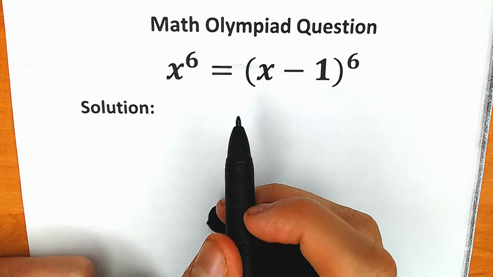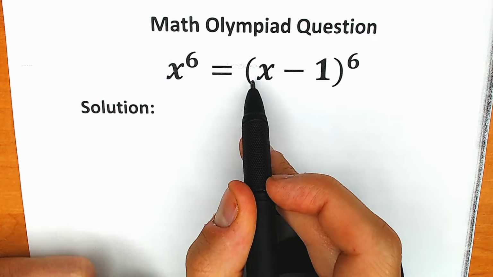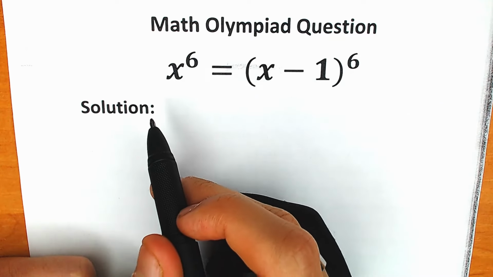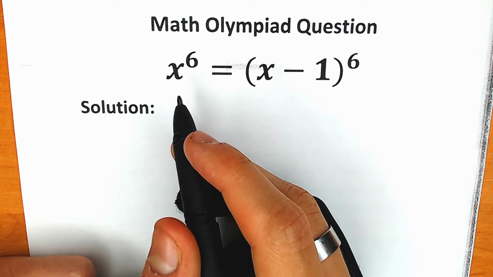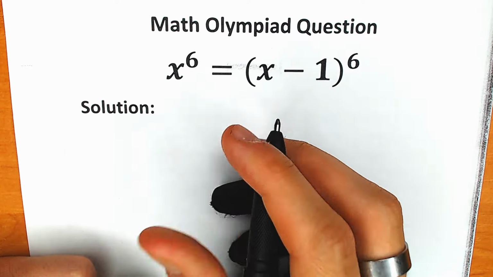Today we have a very interesting question: x to the power 6 equals (x minus 1) to the power 6. We need to solve this question for x, so if you have your solution, your answer, you can also write it in the comments below and then we will check your answer, so it will be really interesting.